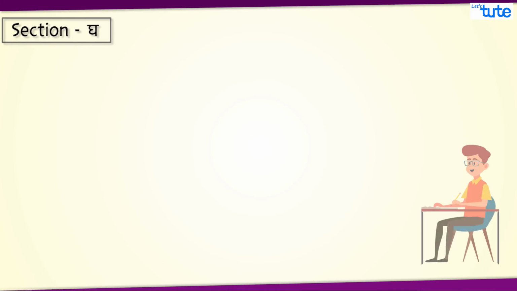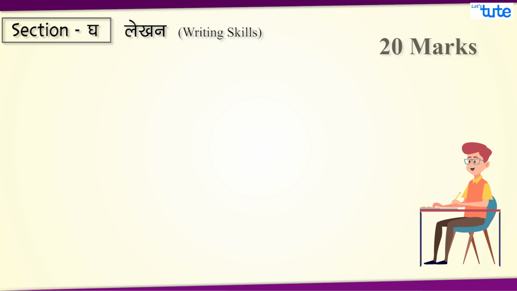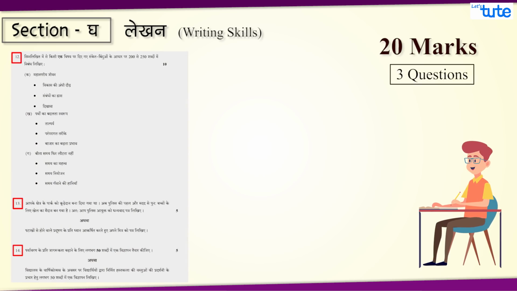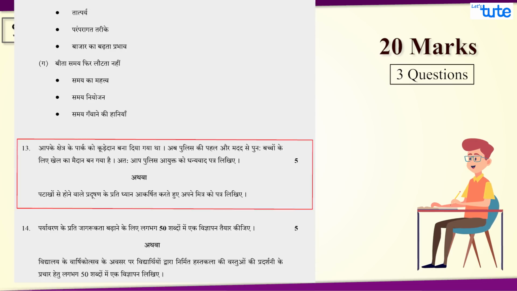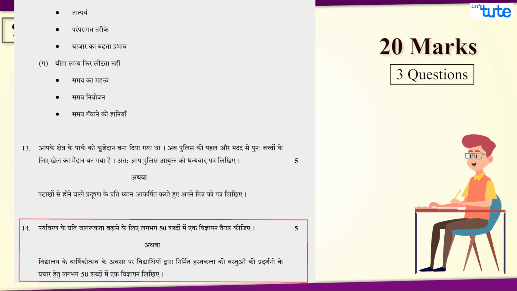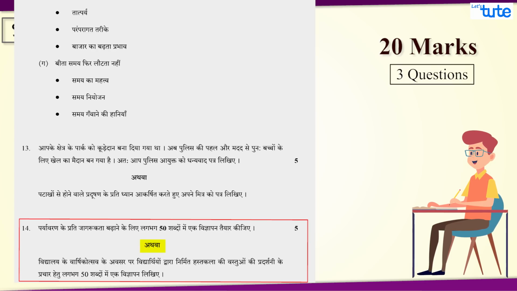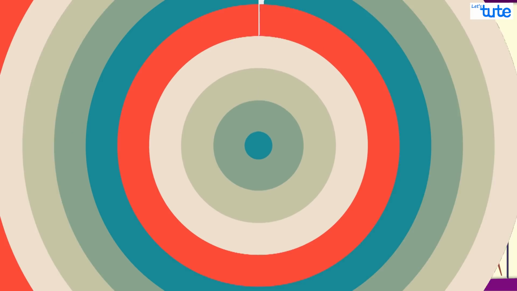This section contains Lekhan, meaning writing skills, which is for 20 marks. In this section, there are 3 questions. The first question is of essay writing. In the second question, there is an option: you can either write a formal letter or an informal letter. The last question is advertisement. Here also you will be given 2 subjects for advertisement. You can choose any one subject.